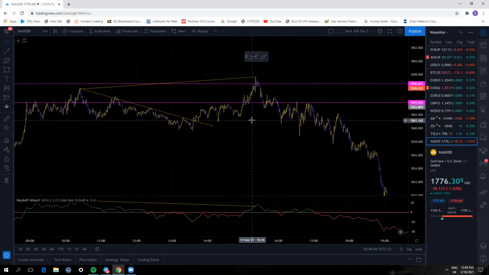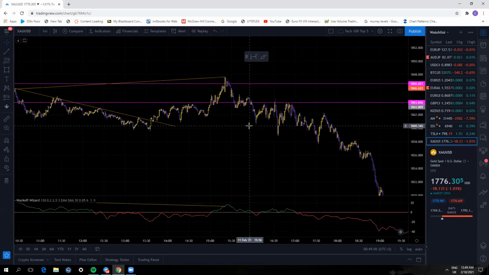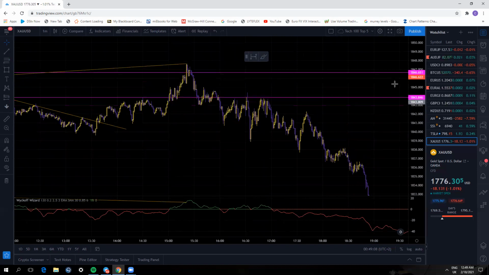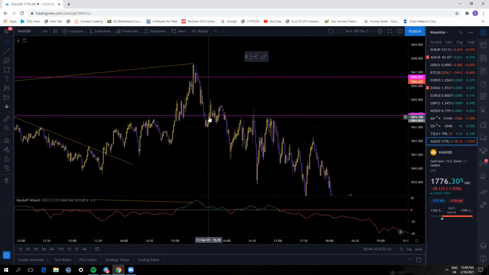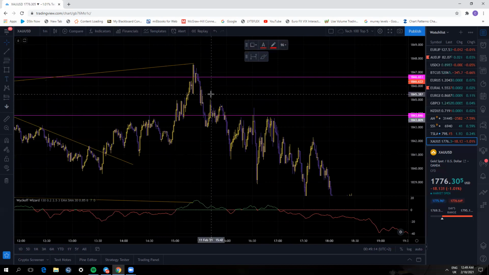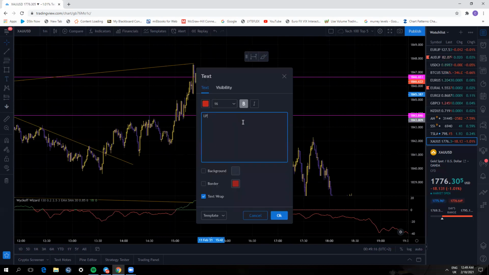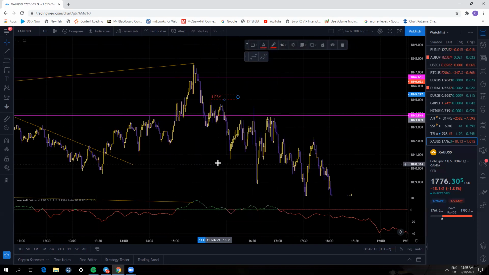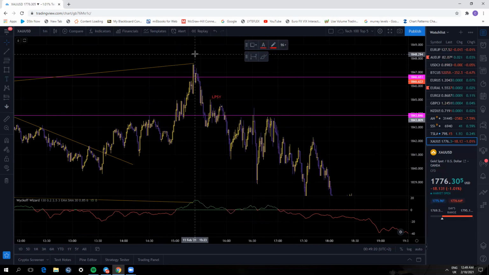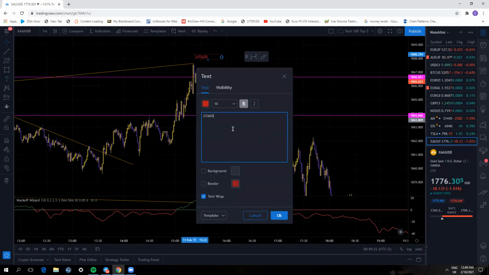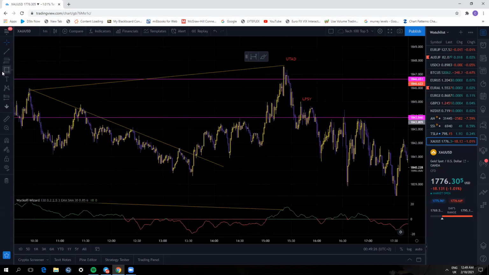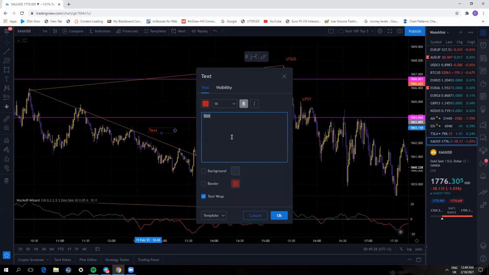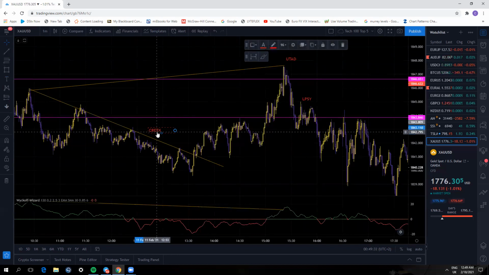Now, when this happened, this is our UTAD, and this is our last point of supply over here. So price should not trade above this area. This is our LPSY, and this is our UTAD. This is a creek.